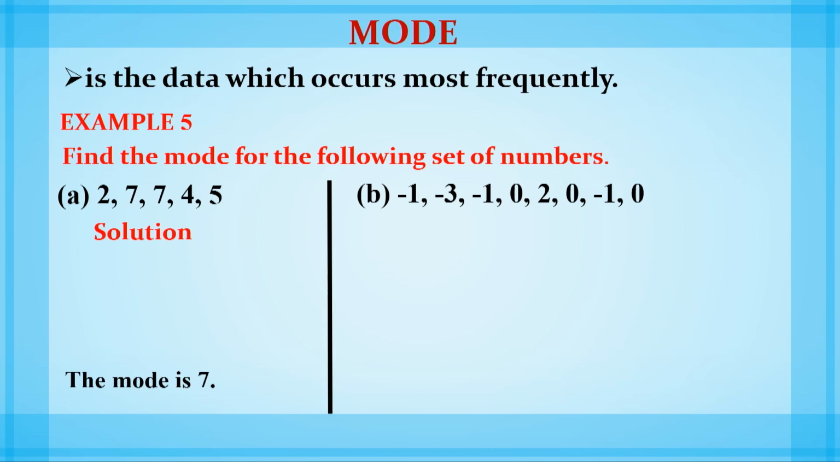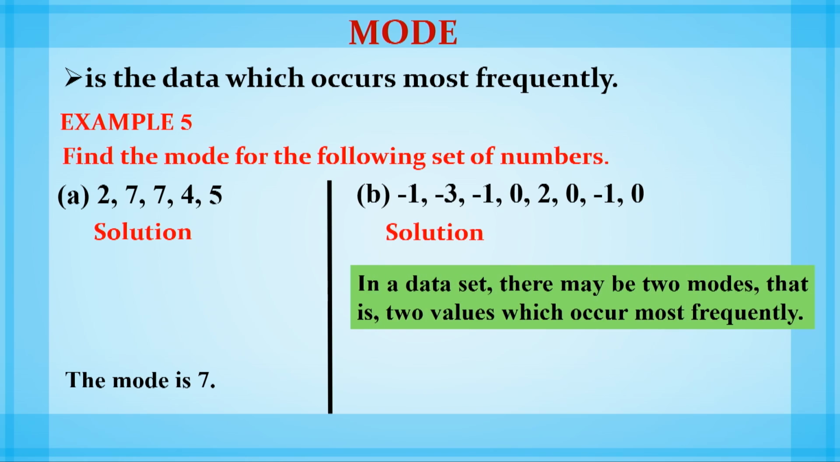In part B, -1 and 0 occur thrice each. Remember, in a data set, there may be two modes, that is, two values which occur most frequently. In this case, the modes are -1 and 0.